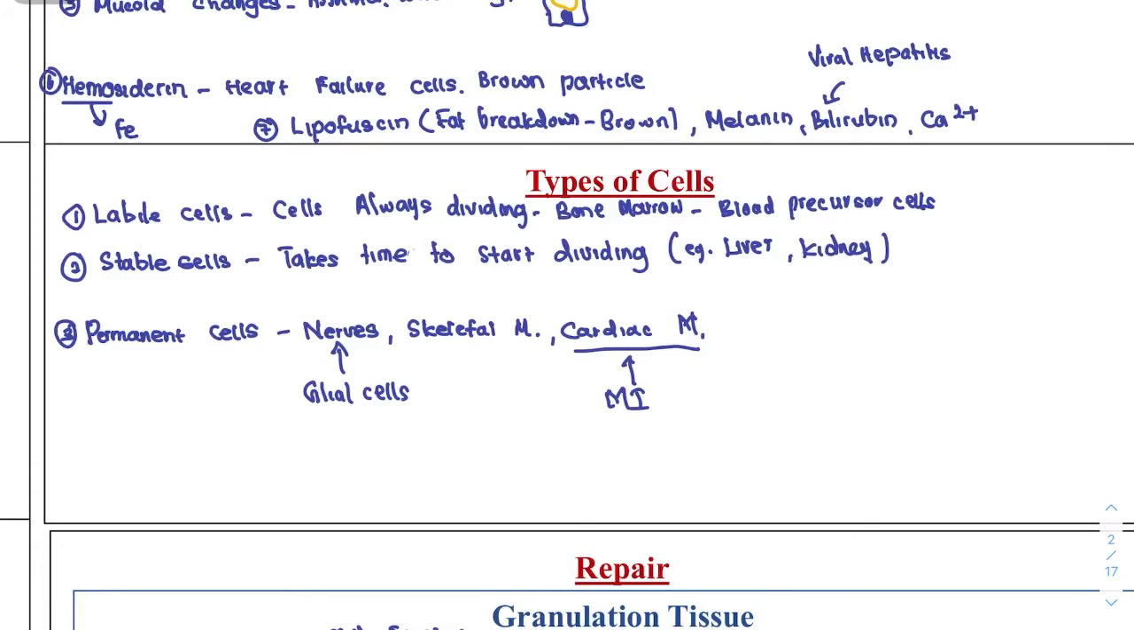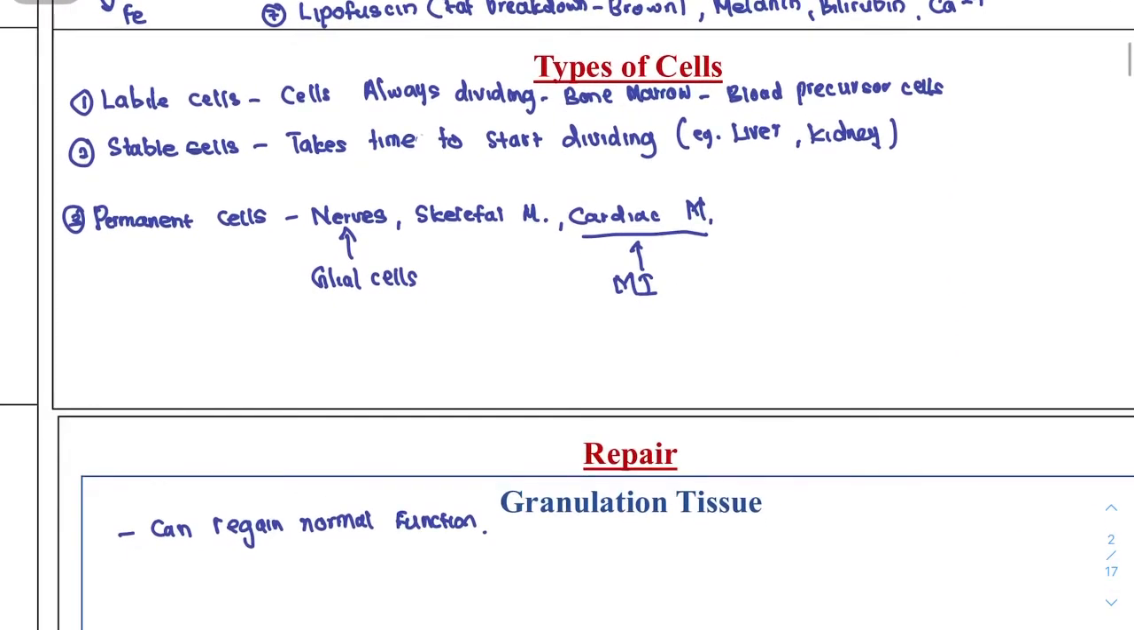Again, there's three types of cells. Labile cells are cells which are always dividing. Example, bone marrow blood precursor cells. They keep dividing. These are stem cells which are always in the process of dividing. Next, stable cells. These are cells which, if needed, will start to divide. But it takes a little time to start dividing. This is important in terms of clinical aspects.